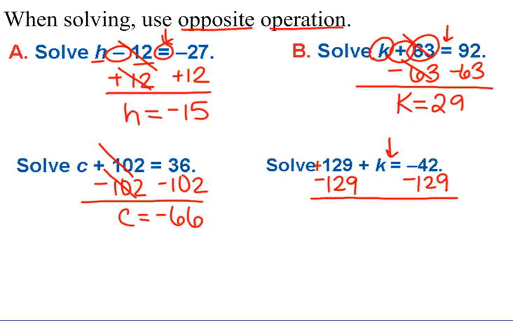Okay. Positive 129, negative 129 cancel. You bring down your k. K equals negative 171. Remember, when you have two negatives, you add them and you attach the negative.